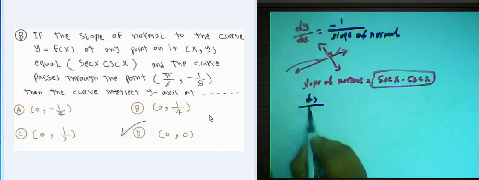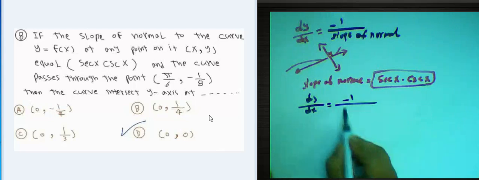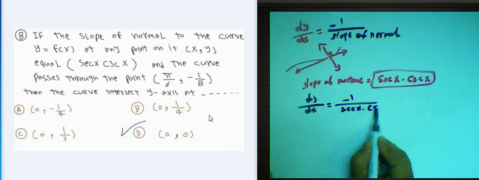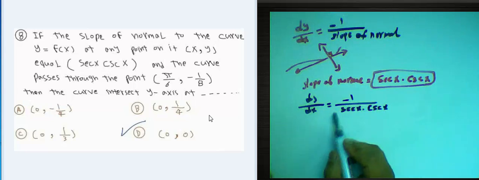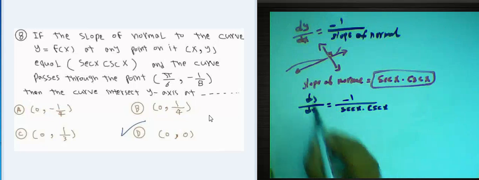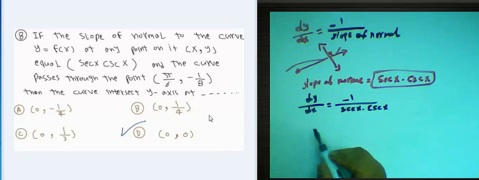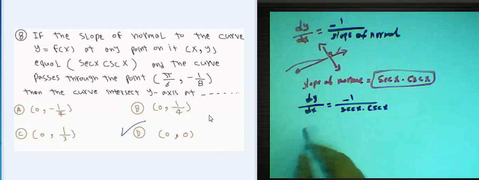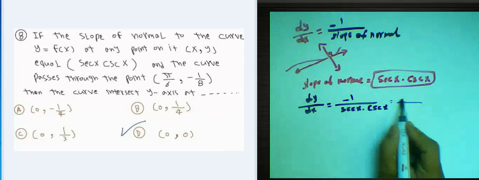Then dy over dx will be negative 1 over sec x times cosec x. We cross multiply to find the result: the product of the extremes equals the product of the means. Here we can write dy multiplied by this and invert them, then dy over dx equals, cross about this function, write the inverse here, write negative 1.